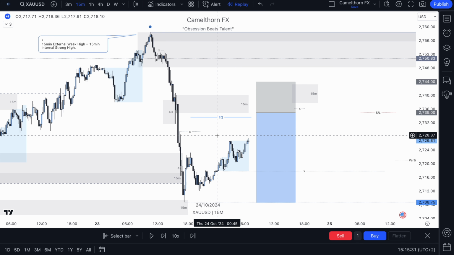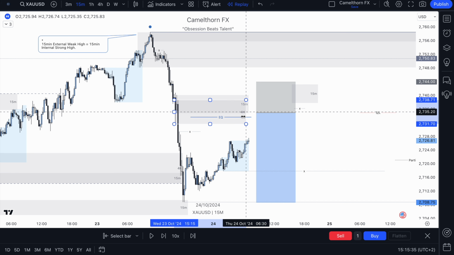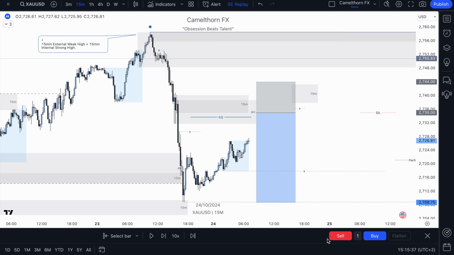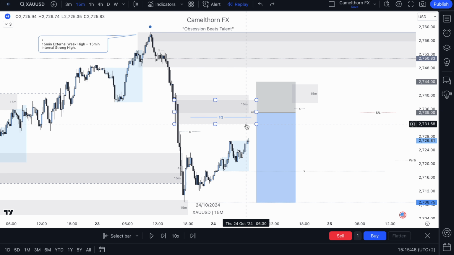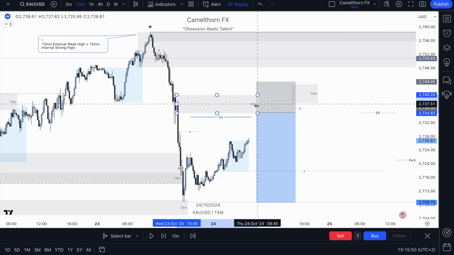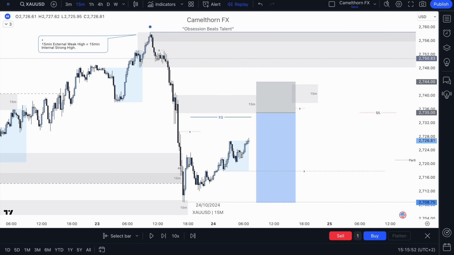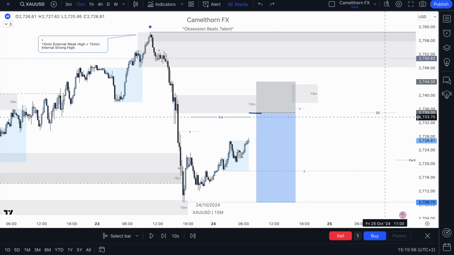Now, not only did I like the fact that this 15-minute supply zone was overlapping my 4-hour supply, but I also like the fact that the open of that 15-minute supply zone sat at the midpoint of my 4-hour supply. And so once I saw that 15-minute supply, I removed my 4-hour supply, and then I placed a limit order at the open of that 15-minute supply zone at 2735 even.